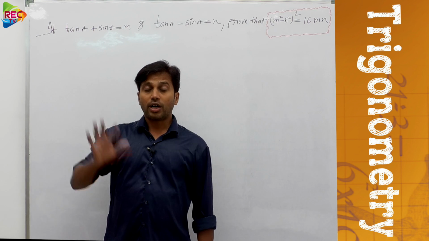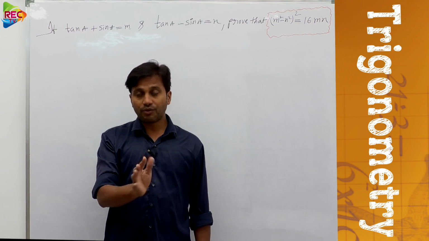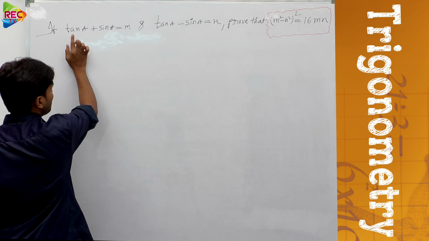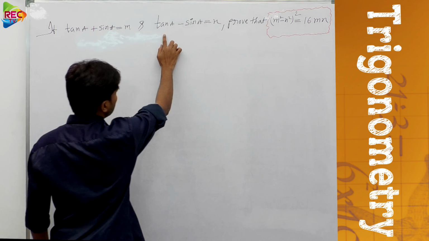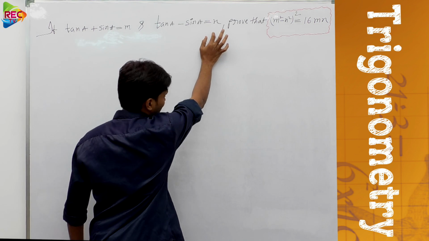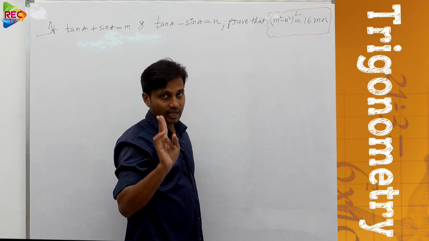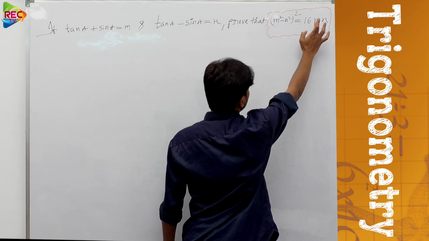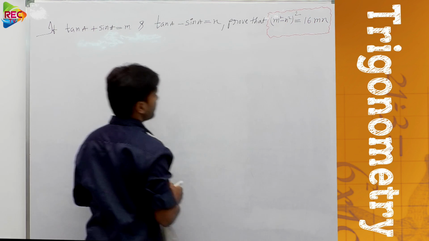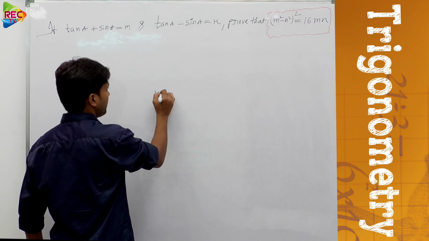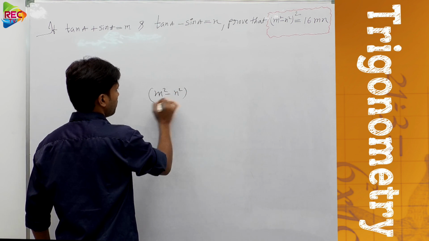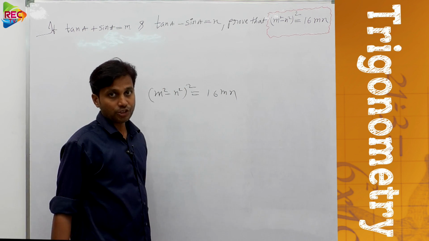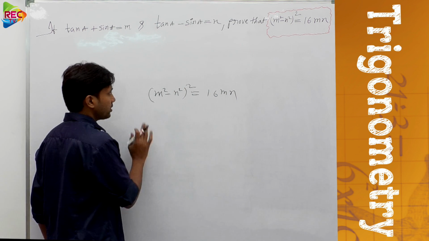here we need to observe what the conditions are given and what we need to prove. Here the given conditions are two. One is tan A plus sin A equals m, and the second one is tan A minus sin A equals n. These two conditions are given, and we need to show that (m square minus n square) whole square equals 16mn. We need to show this. Okay, how to show this?